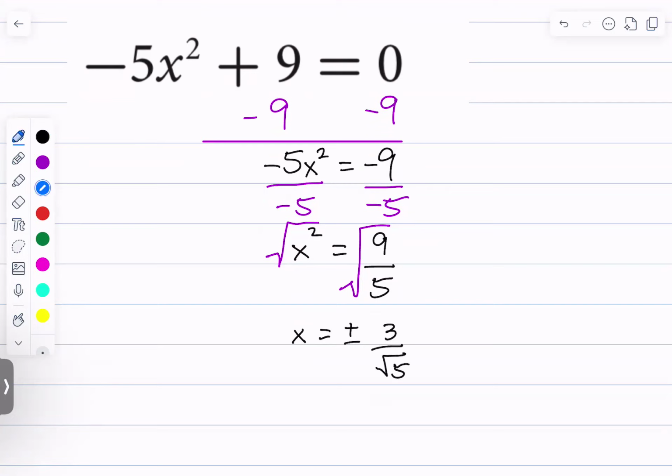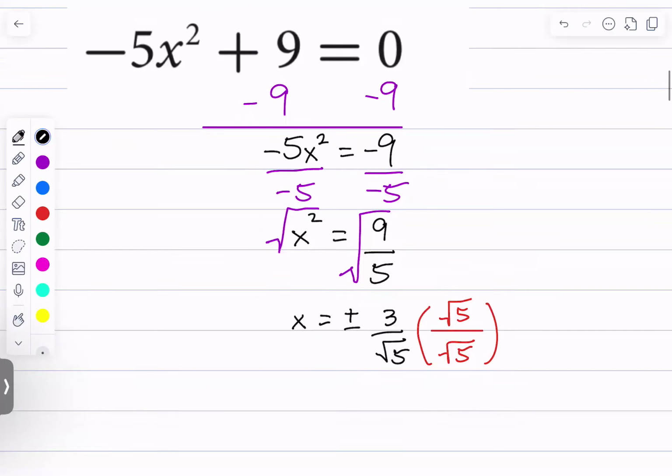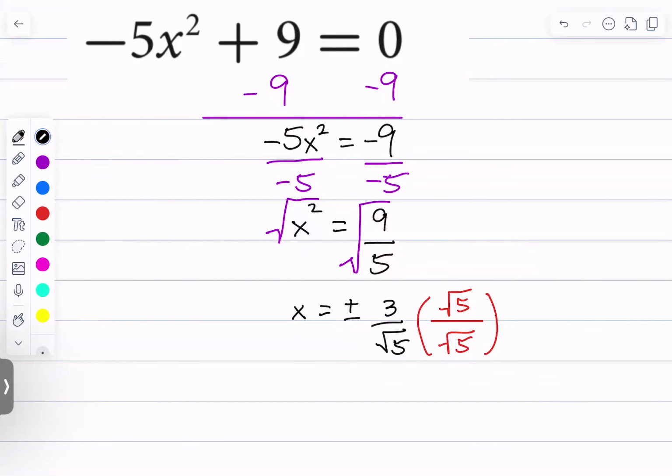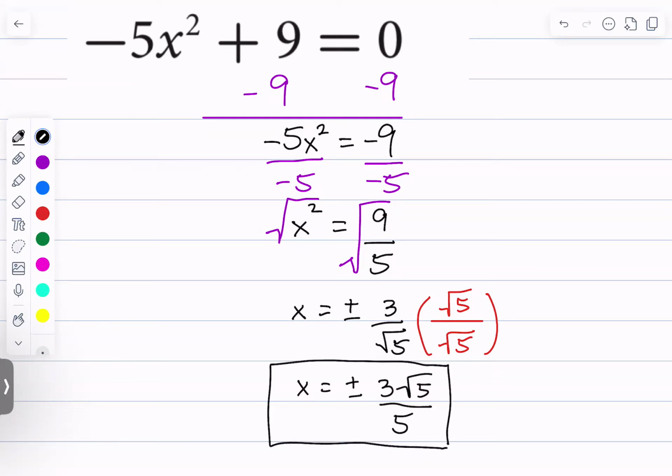But because I cannot have a square root in my denominator, I'm going to multiply it by square root of 5 over square root of 5. Remember, square root of 5 over square root of 5, what's in red, is like multiplying it by 1. So we're not going to change the value. We're just going to make it look a little bit different, which is 3 square root of 5 over 5. And there is my solution there. Okay.